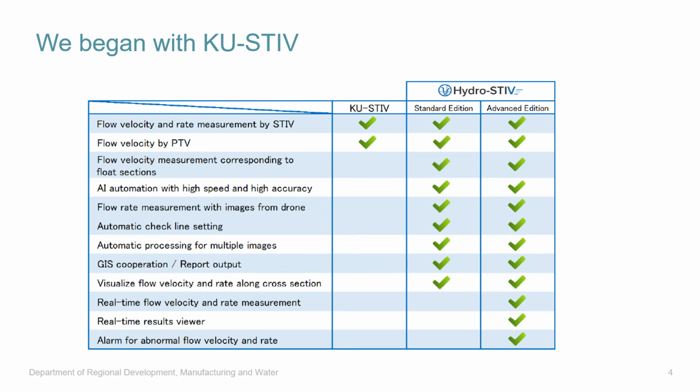So the initial Hydro-STIV software was quite basic. It had only been out for 12 months when we started using it in 2016. The newer Hydro-STIV took the original concept and developed it a whole lot further. There's a couple of different packages for the Hydro-STIV. The advanced edition contains real-time processing. Moving forward with the Hydro-STIV software has allowed us to greatly increase the number of videos that we can process.